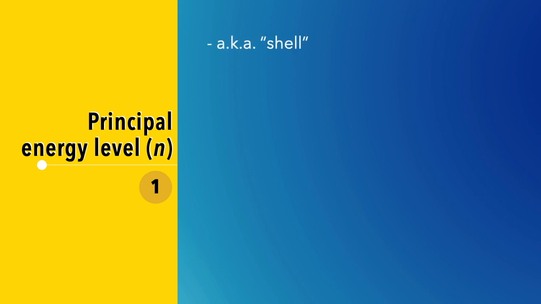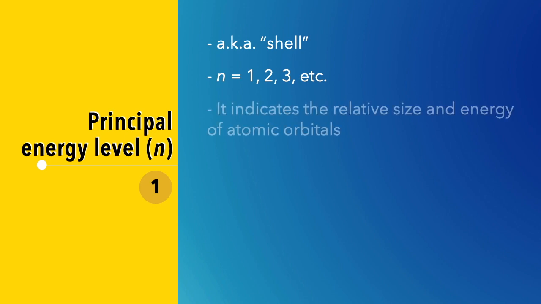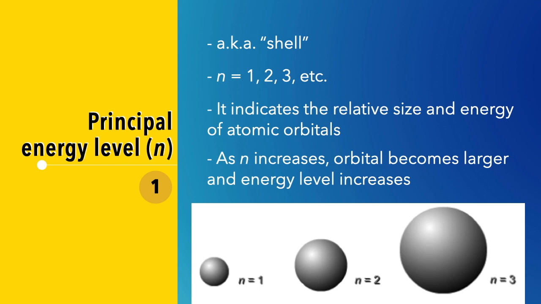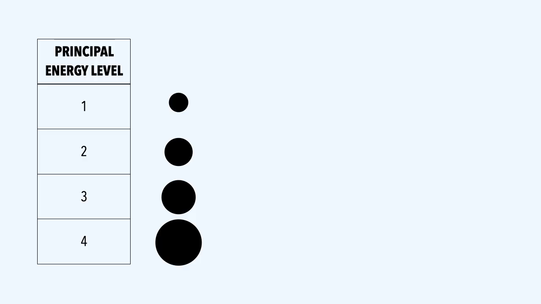Ito yung tinutukoy na energy level doon sa Bohr's planetary model of the atom, where n is equal to 1, 2, 3, etc. It indicates the relative size and energy of atomic orbitals. And as n increases, orbital becomes larger and energy level increases. So makikita natin yung kanilang relative sizes in this figure. Sa table, makikita natin principal energy level 1 to 4 at nariyan ang kanilang relative sizes.